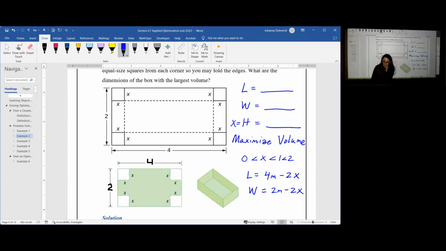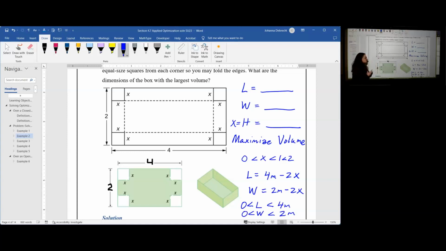I know that the length and width both have to be between 0 and 4 for length and 0 and 2 for width. They're not going to be the full size because I did cut something from the corners. So I have restrictions that the length has to be strictly positive and less than the 4 meters, and the width has to be strictly positive, but less than the 2 meters.